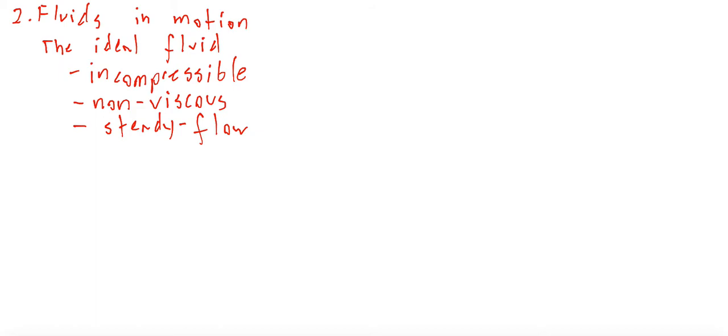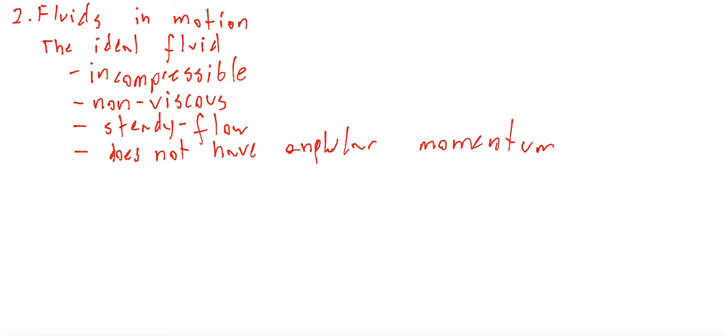Okay, and the last is we'll be talking about fluid which doesn't have angular momentum. Angular momentum. Okay, so you know what the angular momentum is. So this is fluid which is not rotating. Okay, so we'll be talking about ideal fluid. So one which is incompressible, which is non-viscous, when flow is steady, and fluid which doesn't have an angular momentum. Okay, so this is something which is known as an ideal fluid. Please copy this. Okay.